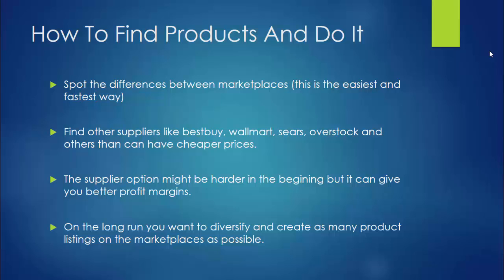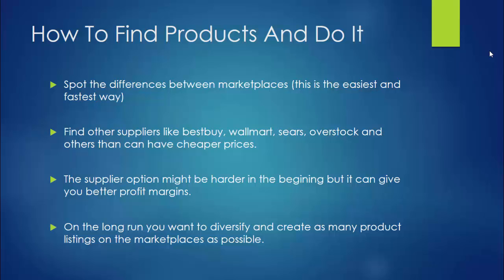Now, how to find the products and how to actually do this type of business. So you spot the differences between marketplaces, and this is the easiest and fastest way. So you look on all the big marketplaces, like you go on Amazon and look on Amazon, you go on eBay and look on eBay, you see which are the top selling products, and you see if there are price differences between the marketplaces, okay? If somewhere the same product is sold for a higher price.